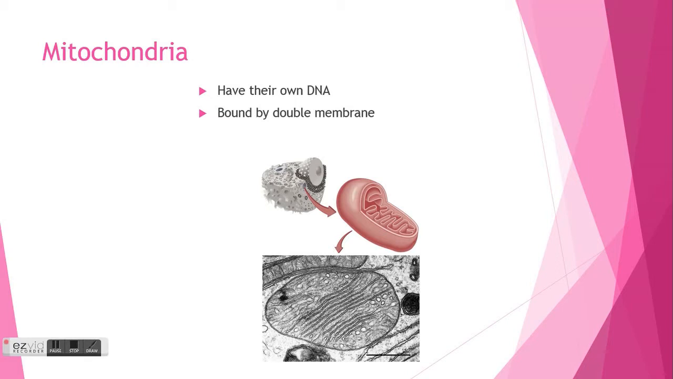The mitochondria are bound by a double membrane. This is a main principle of the endosymbiotic theory, or endosymbiosis theory, however you want to say it. But it also plays a huge role when we're doing cellular respiration, which we'll talk about in a couple weeks here.